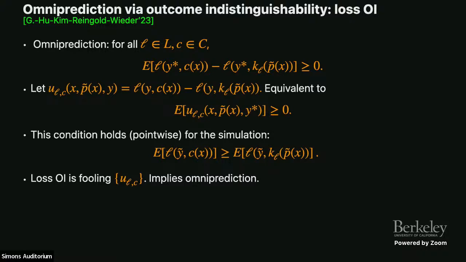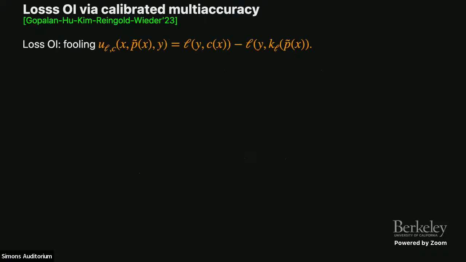So we are asking for something stronger. It's not something we know how to do directly, but there are all these equivalences which equate OI to some kind of multigroup fairness. So by working through that, you should get a statement saying some kind of multigroup fairness will give you omniprediction. That multigroup fairness condition turns out to be something called calibrated multi-accuracy, which is intermediate between multi-accuracy and multi-calibration.